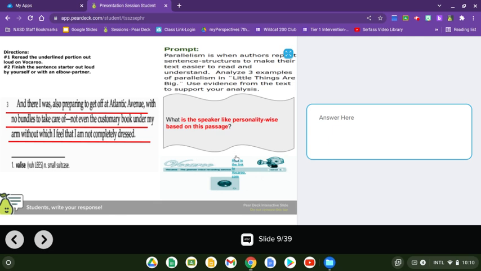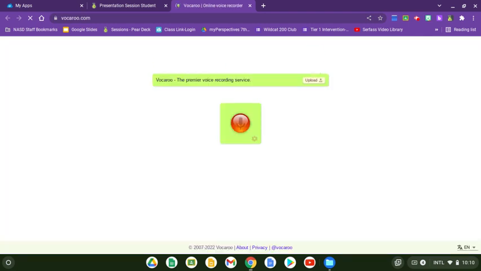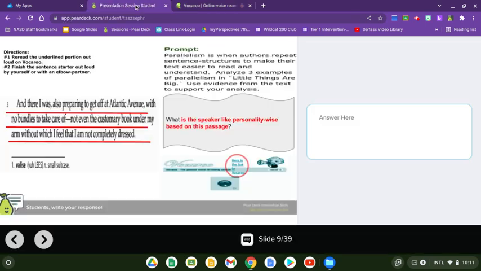So first, where's my link to Vocaroo? Right here. Boom, I click that. It loads and the internet trundles on. All right, so now I've got this. You might be prompted to allow it to use your microphone. Just say allow, all right? And then you click this. It starts recording your voice, and then you go back here, and you start with the underlined passage and read it out loud. And there I was, also preparing to get off at Atlantic Avenue, with no bundles to take care of, not even the customary book under my arm, without which I feel that I am not completely dressed.